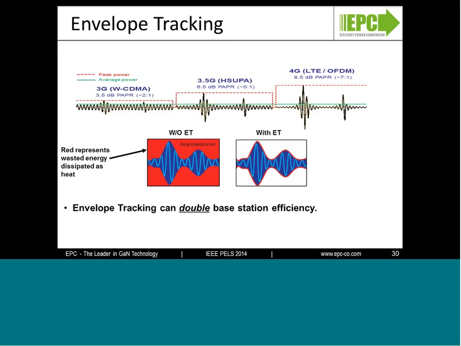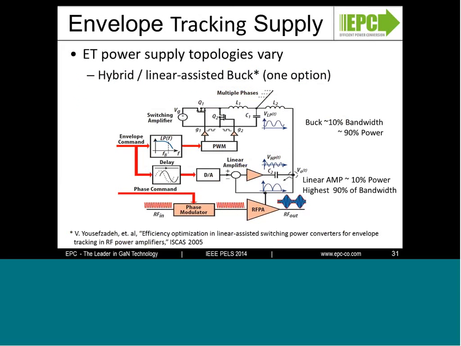The way envelope tracking is done, there's a variety of topologies. But the general concept is you need a very fast switching buck converter. That envelope is moving very quickly. When you look at a 3 or 4G signal, around a 20 megahertz effective bandwidth is required to track that envelope. So that requires a very fast switching converter. And that's something that silicon-based solutions just aren't able to provide.